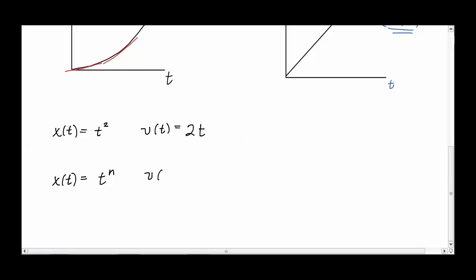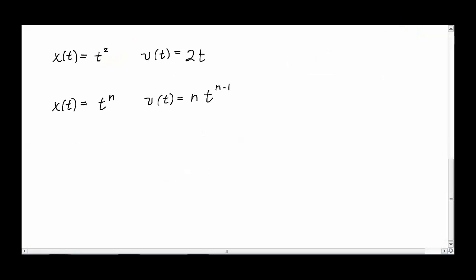We use a general formula, a general function formula for taking a derivative. So if x of t is equal to t to the n, then the derivative function would be n times t to the n minus 1. So let's look at a couple of examples. Position with respect to time for 3t squared plus 2t.